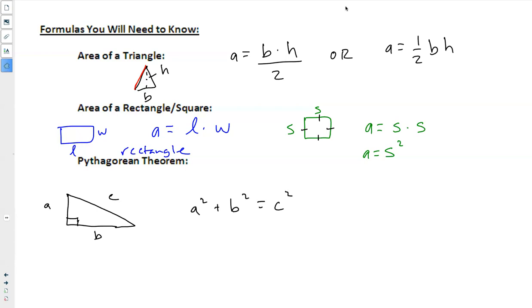Okay, these three formulas are pretty important. You will use them throughout the remainder of your high school mathematics. So you will know these if you don't know them already. All right, we're definitely going to be using these today. So let's get going.